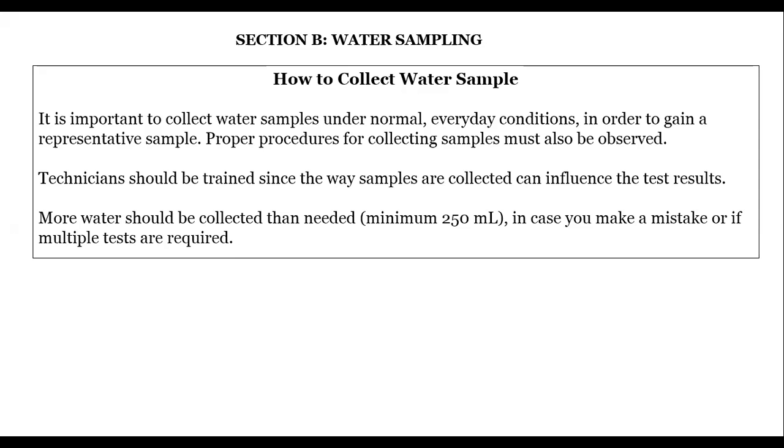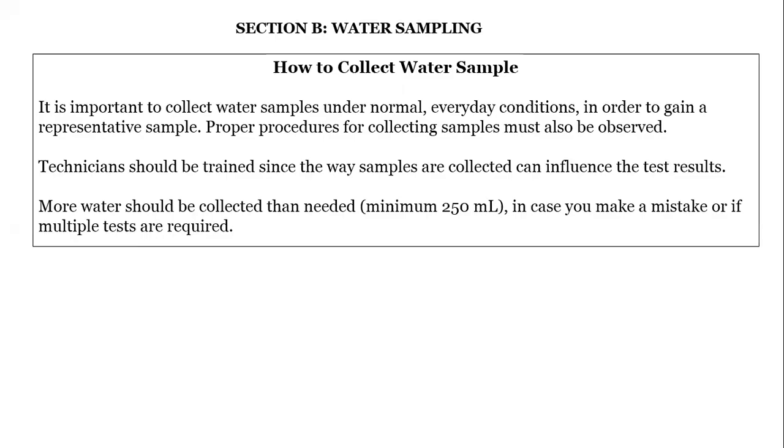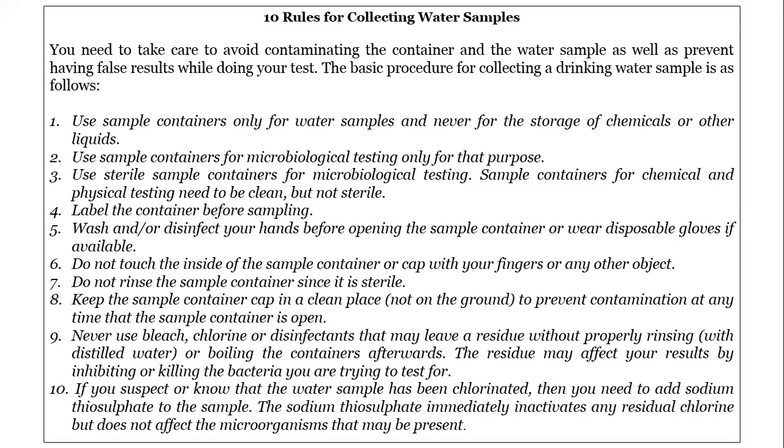So now we have to move further. Now we have here the 10 rules for collecting water samples. Water sampling is complicated. It's not just something you can do without learning how to do it. The first rule says you use sample containers only for water samples and never for the storage of chemicals or other liquids, which means that practically if you want to collect your samples, you must understand which kind of sampling containers you can use. We'll talk about this. We have plastic and bottles which you can use for collecting your water sample. You must make sure that this container is not having some chemicals already inside, which might also affect the results in the laboratory.